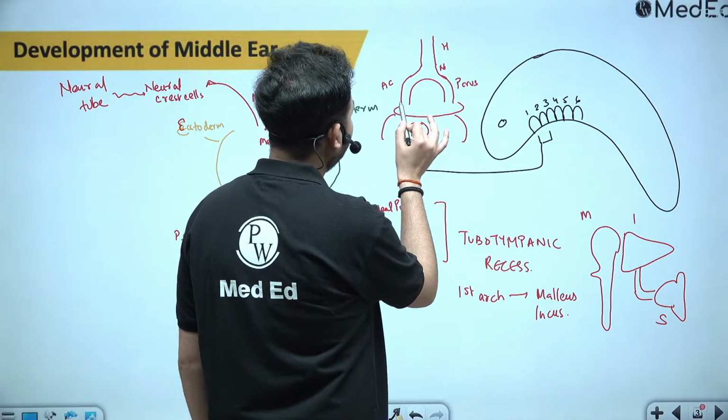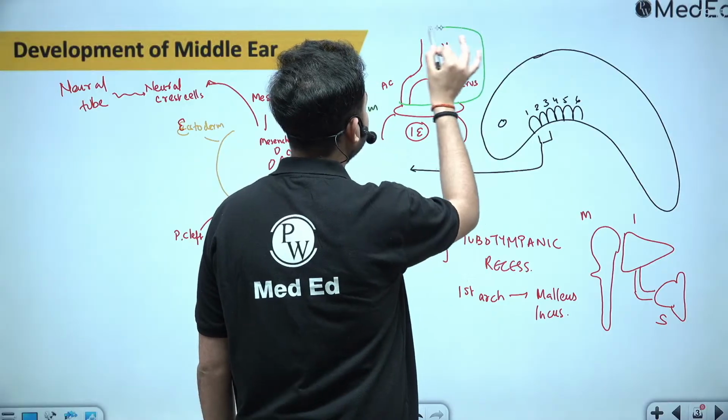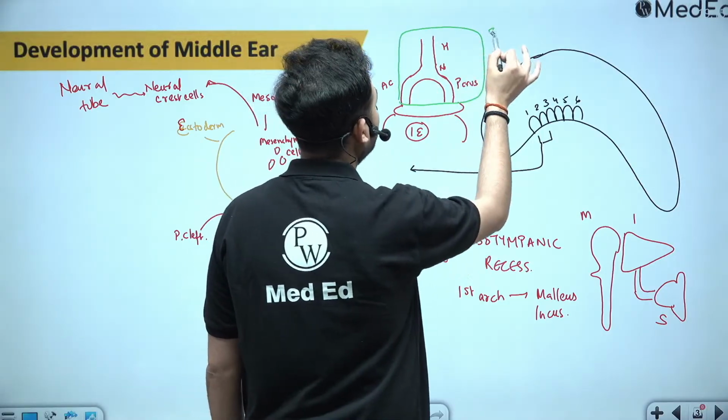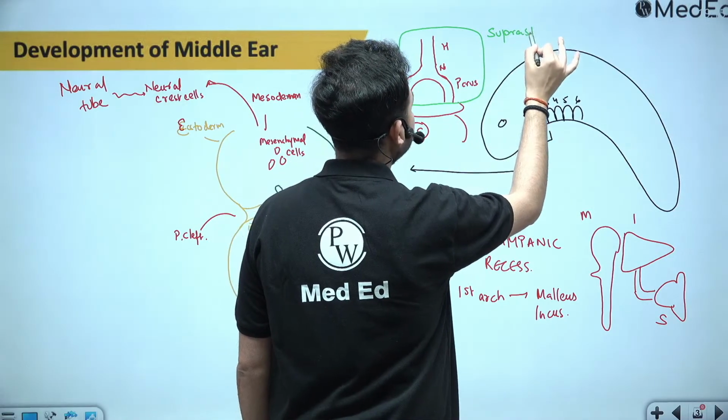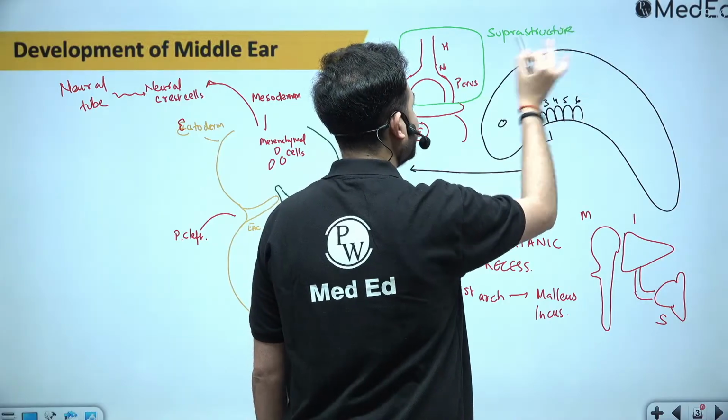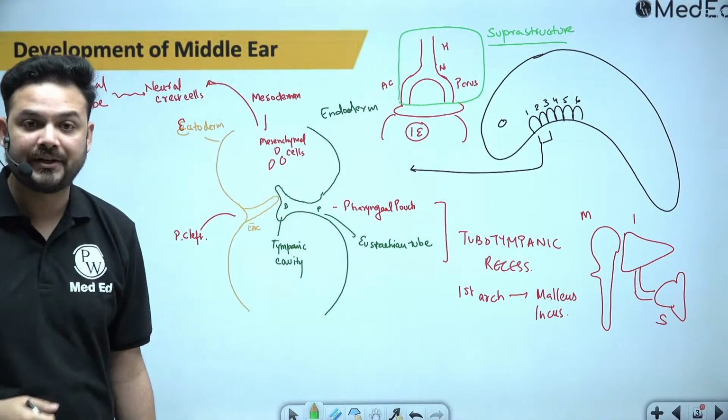Anything which is above the foot plate is called the suprastructure of the stapes.